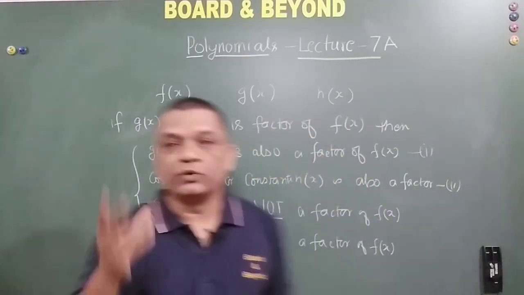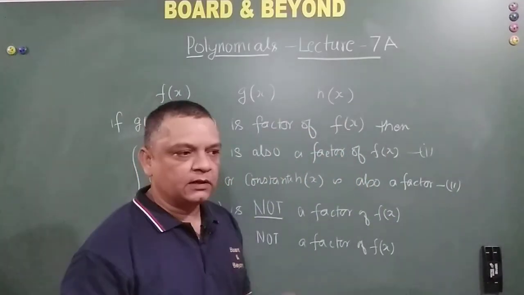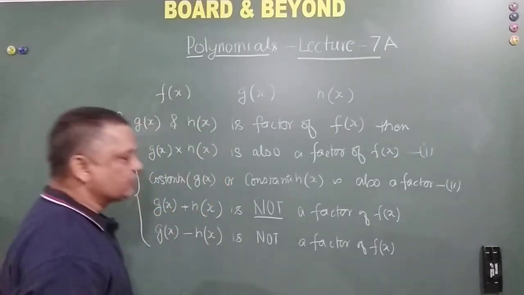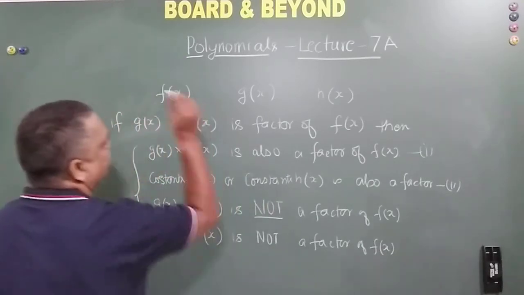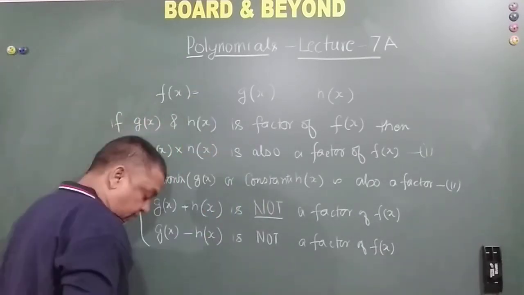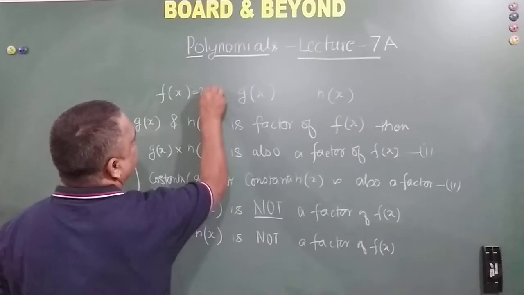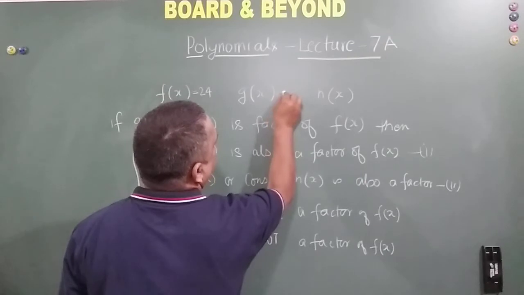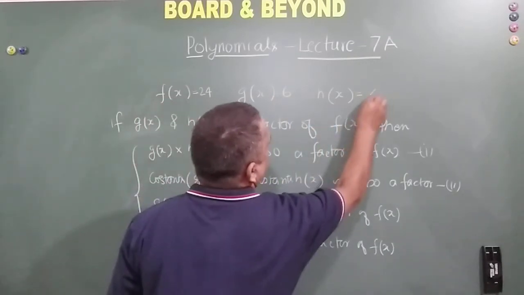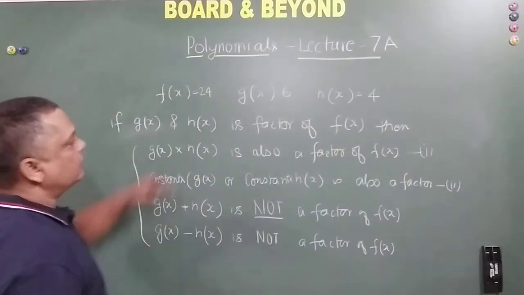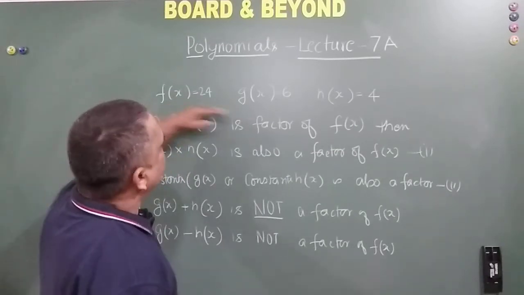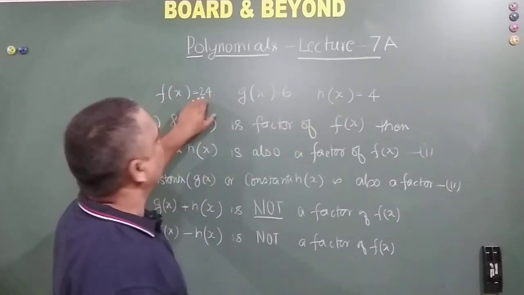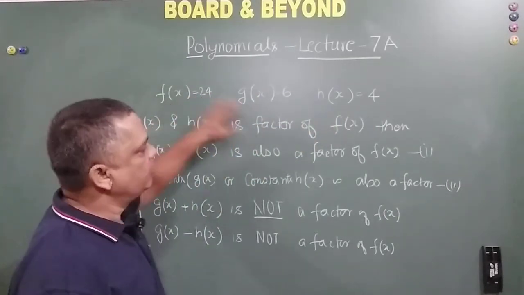Okay. So to understand this, I'll take a very simple example of a constant. I'm not going to take a polynomial, so that we don't waste much of our time. So let us say f of x is equal to 24, my friends. So what does it signify? Let's say g of x is equal to 6, h of x is equal to 4. Right. Now we clearly see that g of x is a factor of f of x, h of x is a factor of f of x, because both are divisible.